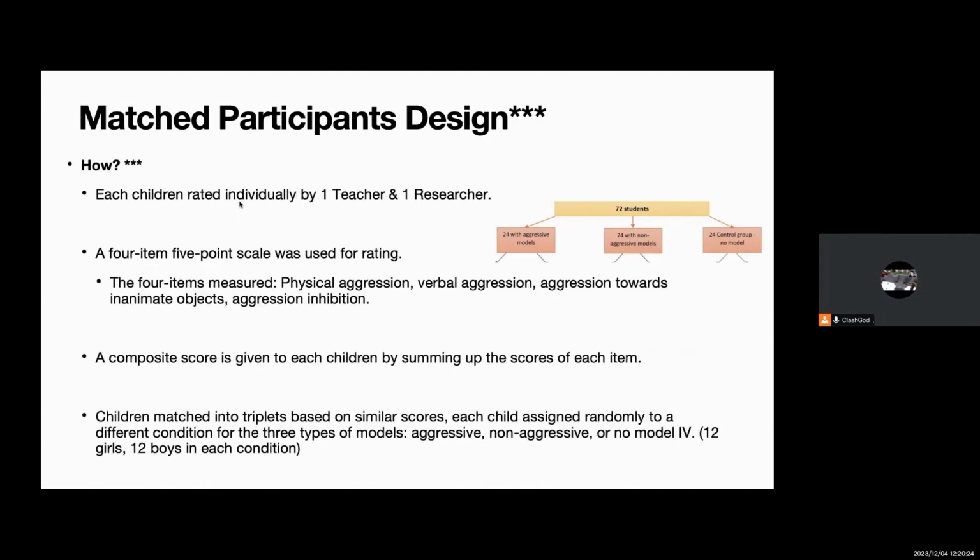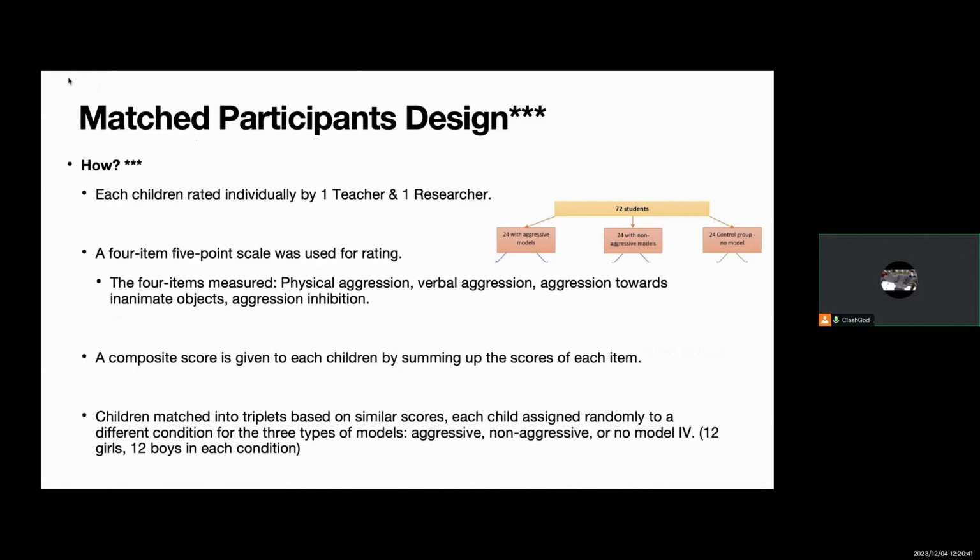So that is a broad generalization of how we use this matched pairs design. Now, more importantly is how do we match the children into triplets in the first place? How do we know how to match them into similar levels of prior aggression?